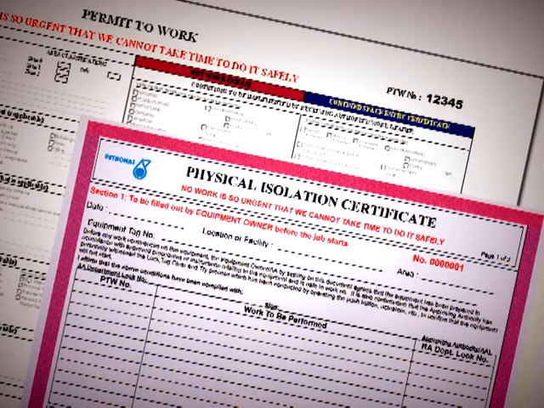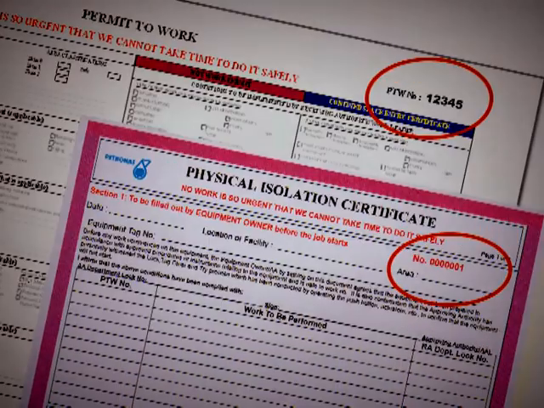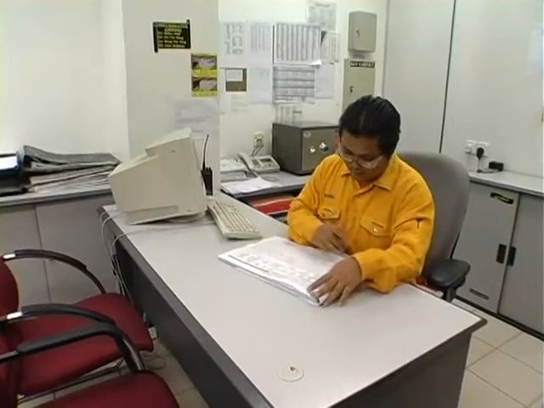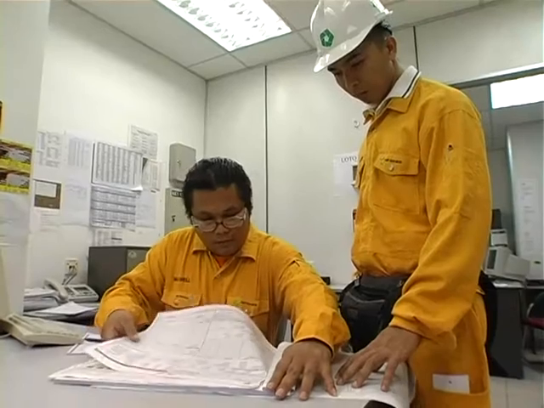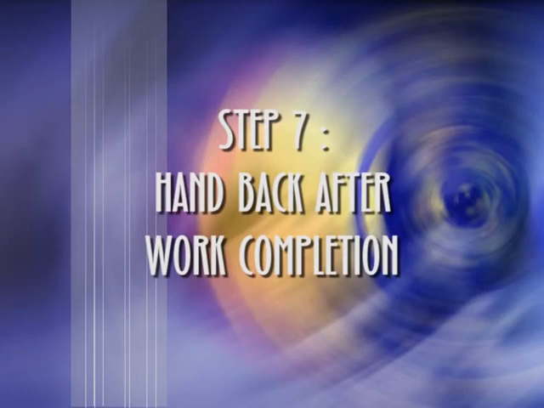PIC number must be recorded on the PTW, while that particular PTW number must also be recorded in the PIC. Once PIC is completed and PTW issued, work can now start. Step 7. Hand back after work completion.